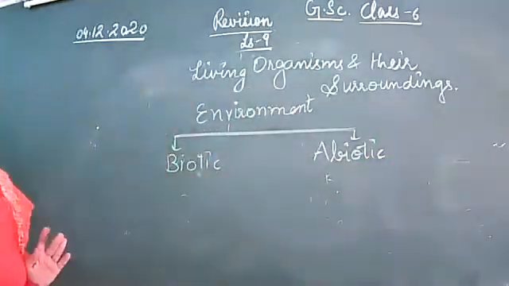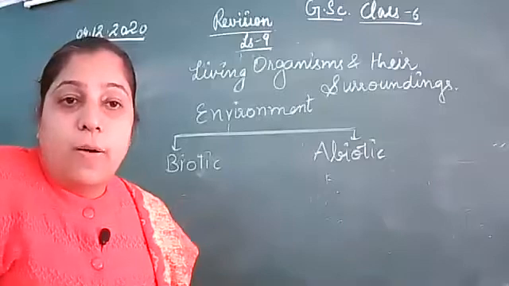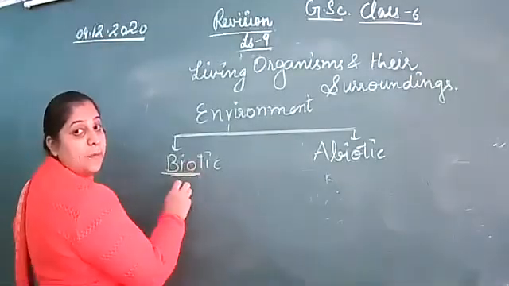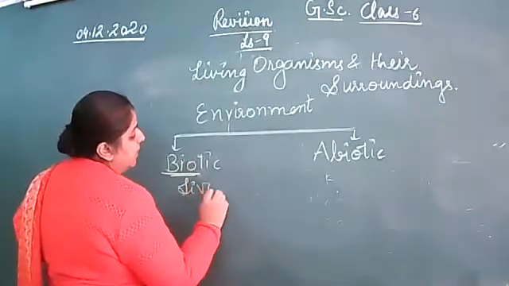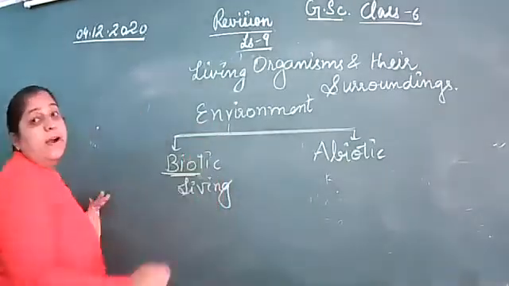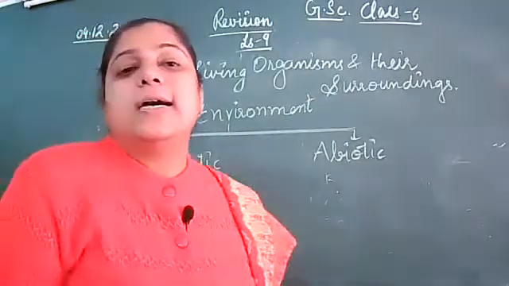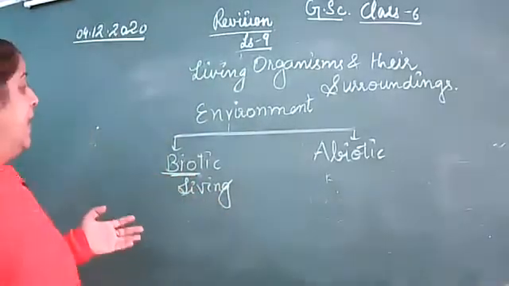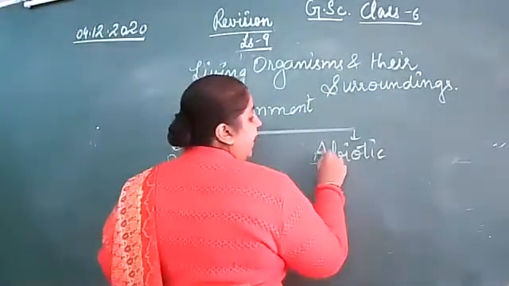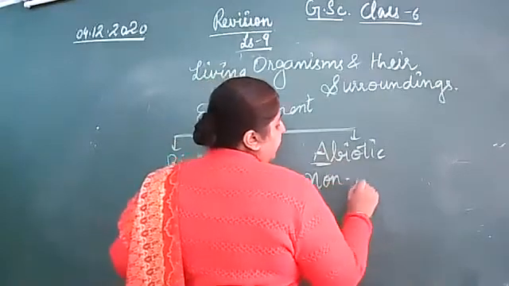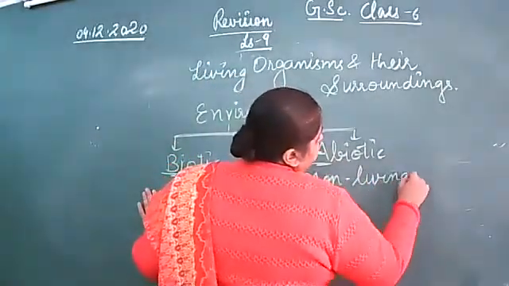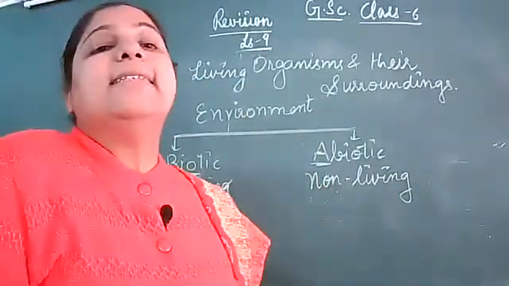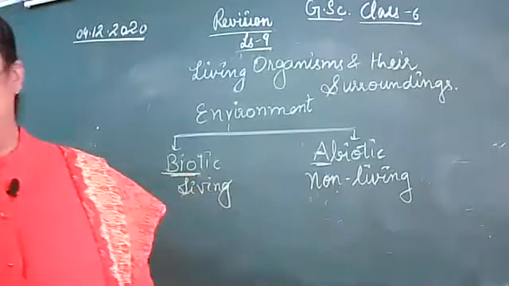Right? What is the meaning of biotic component? Bio means life, living. So biotic components are the living components of the environment. That includes plants, animals, microorganisms, everything that is living. And abiotic components are the non-living components of the environment. That includes air, water, soil, temperature, right?